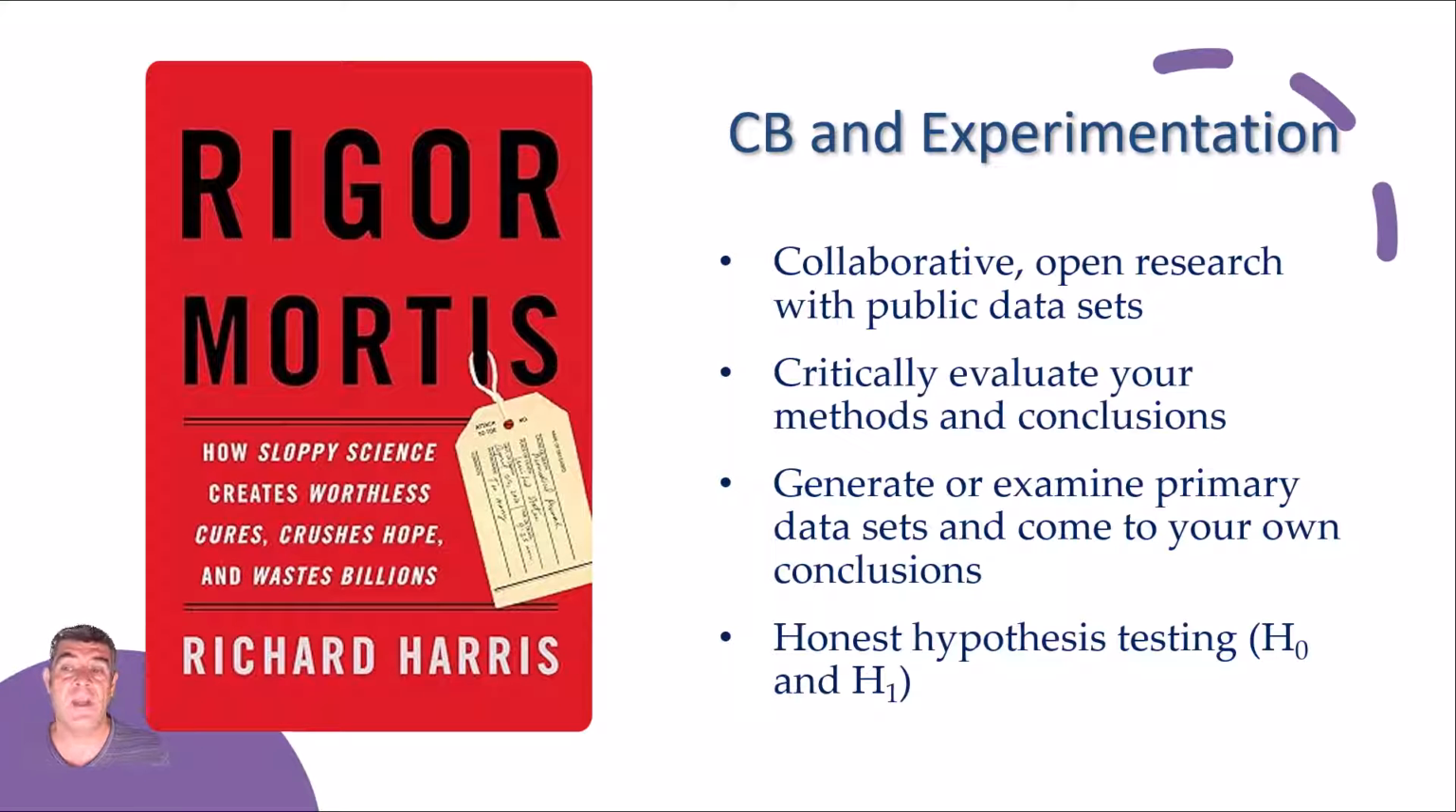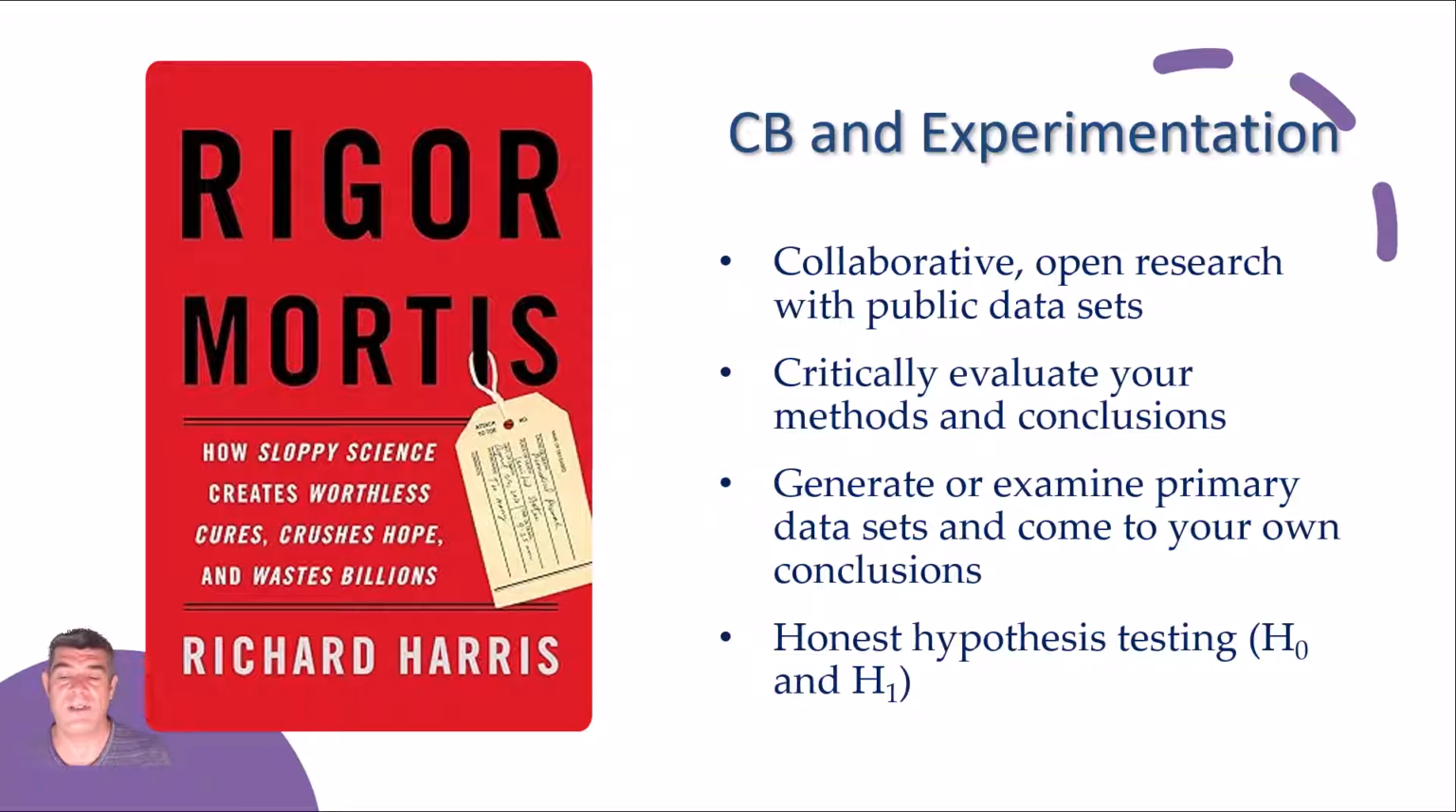So being collaborative, being open, being able to use public data sets and to release your data, publishing in places amongst the scientific community where a lot of people can critically evaluate your methods and also the conclusions that you've drawn from your data. When you're generating or examining primary data sets, you come to your own conclusions, you don't just get influenced by other conclusions or by other scientists who've said things that went before, but you're very critical about your own data and about the data that you're analyzing. How are you going to interpret them and why have you reached those particular conclusions?